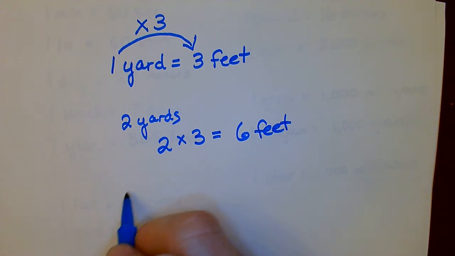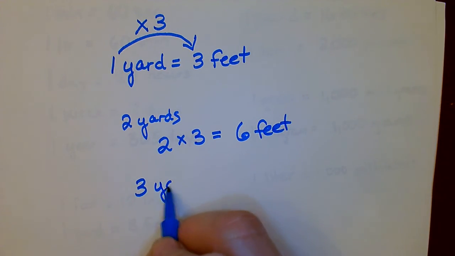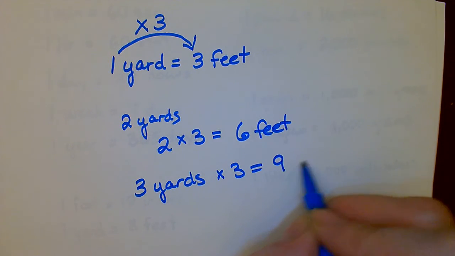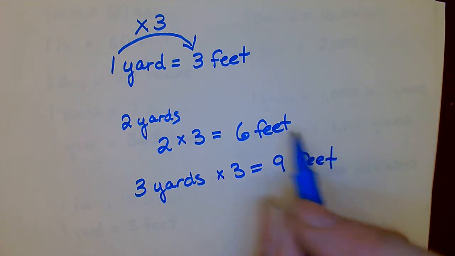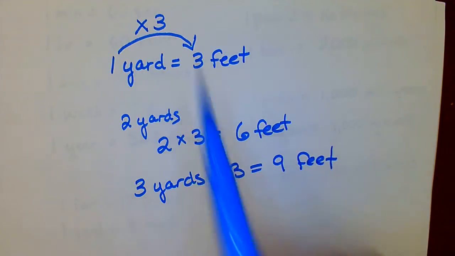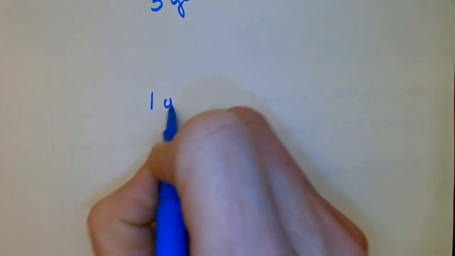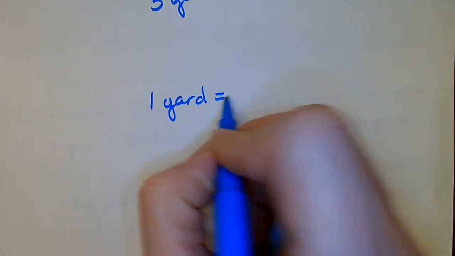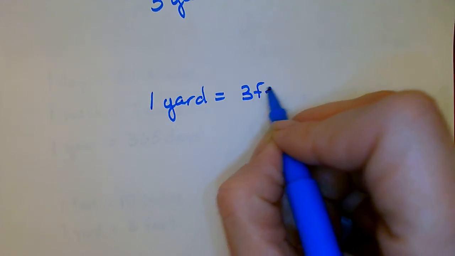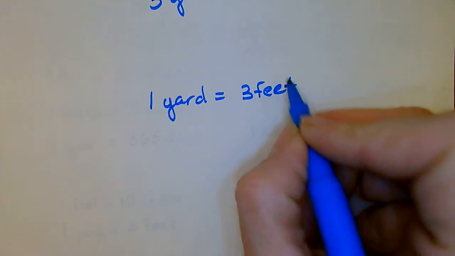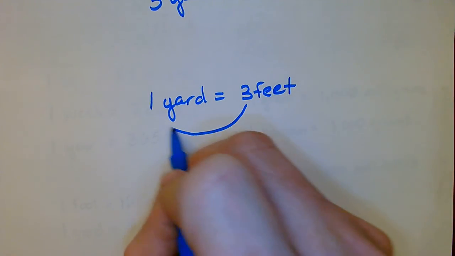If I had 3 yards, I would multiply 3 times 3, and I would get 9 feet. So again, I'm just using that conversion rule that I figured out for yards and feet. So now let's try doing that backwards. Again, I know that 1 yard is equal to 3 feet. What about if I knew that I had 12 feet and I wanted to convert my feet into yards? Now I want to go from feet to yards.